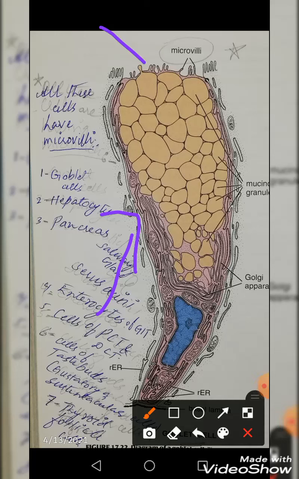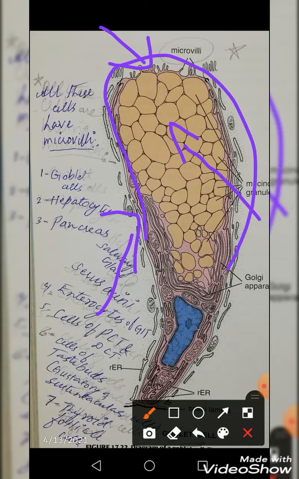What are they? They have few microvilli on their apical surface, and mucinogen granules in their apical side. They definitely have a dilated top, called the theca, and a narrow wine-glass appearance with a narrow base, and this narrow base holds the nucleus.